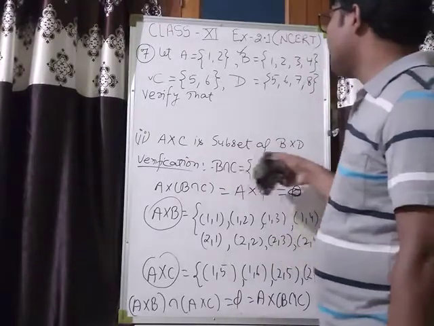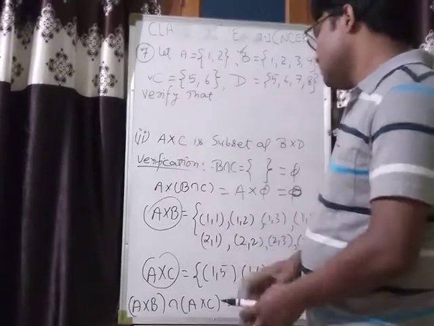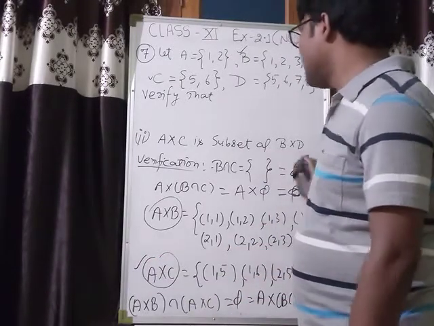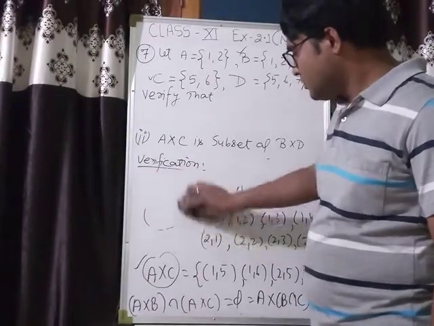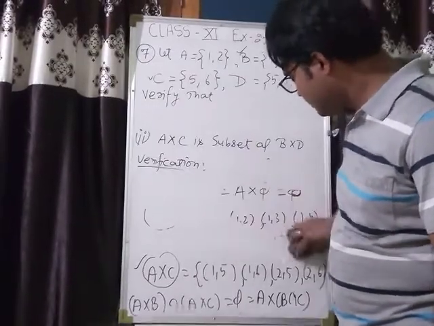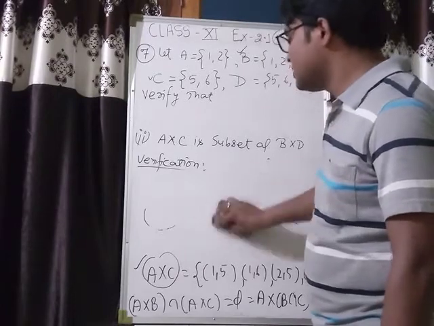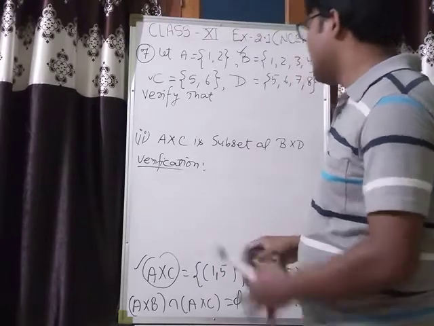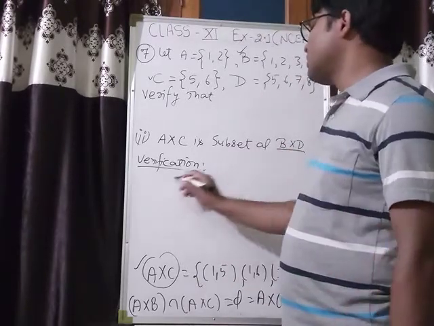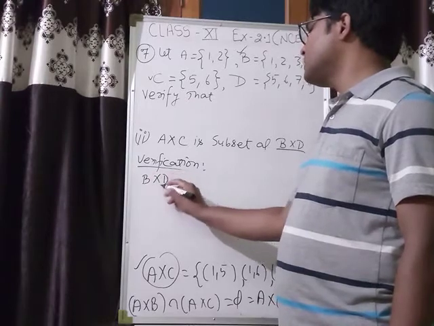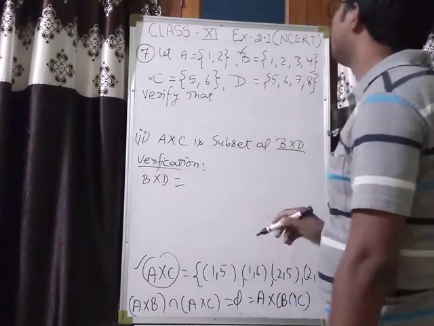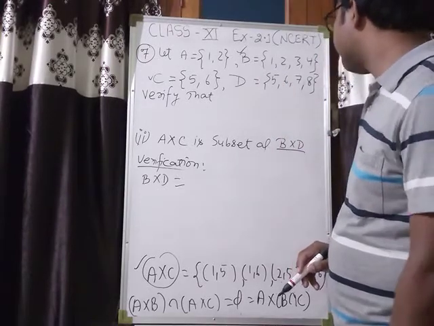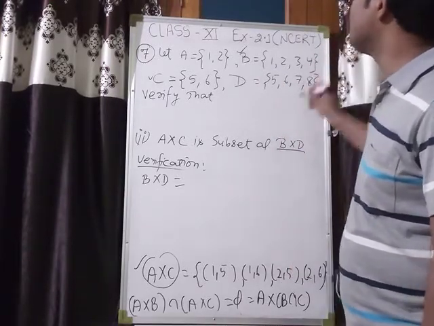Now for the second one, we have to find A Cartesian product C, which is already here, and B Cartesian product D. So I am going to find B Cartesian product D here. We need A Cartesian product C, so I am not roughing A cross C, I am going to rough B Cartesian product D. So B cross D, see this is B and this is D. Here there are 4 elements, here also 4 elements.